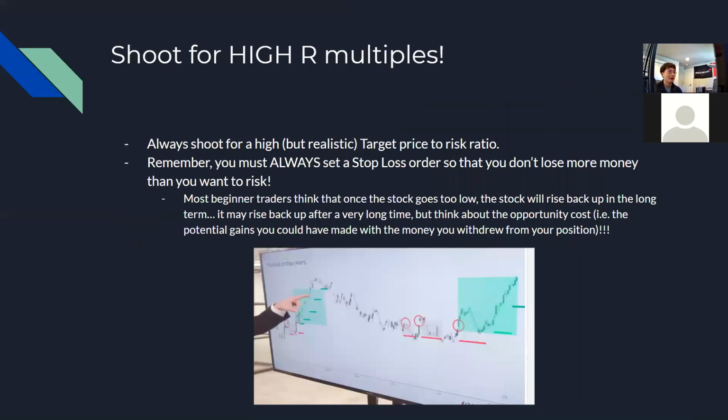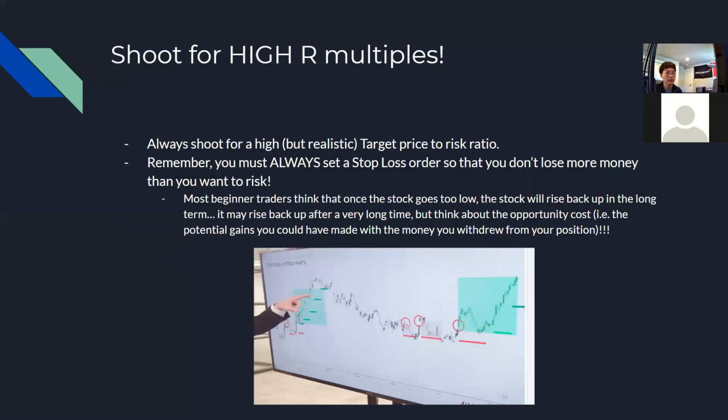Yeah, so shoot for high R multiples. Always shoot high, but not too high, because when you're trying to have a specific outlook on the share price, you're going to find that a lot of the time it's not actually going to go up. It might go down. Except you should always have your R multiple high, so that the amount of money you're going to lose in that trade is very little compared to the reward you're going to make on the next trade that you make.